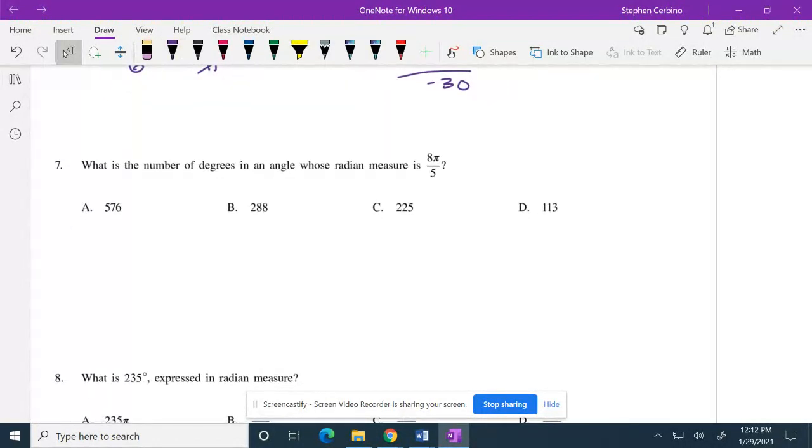Number 7 says, what is the measurement of the angle 8 pi over 5? So again, we're just converting. This time we just need to know the angle. We don't have to worry about what's coterminal here. The pi's are going to cancel, and you're going to get whatever that comes out to be. I think it's 288, but let me check that. I'm not confident. Okay, 36 times 8, I believe, is 8/5 times 180. Yeah, 288.